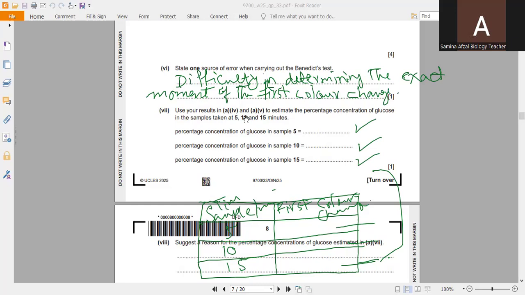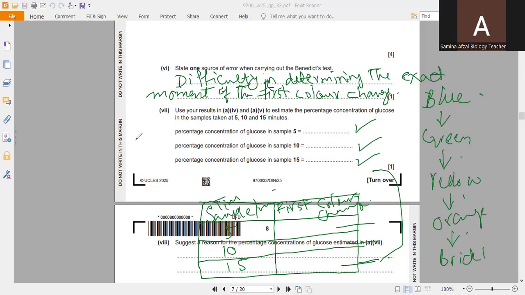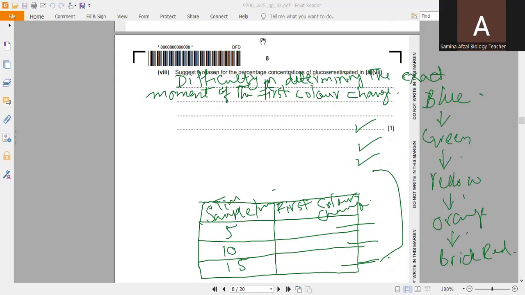So how will you come to know? You can see the pattern which has been given for you, that is the blue to green, green to yellow, yellow to orange, and orange to brick red. So in this way you will be able to find out the equations.